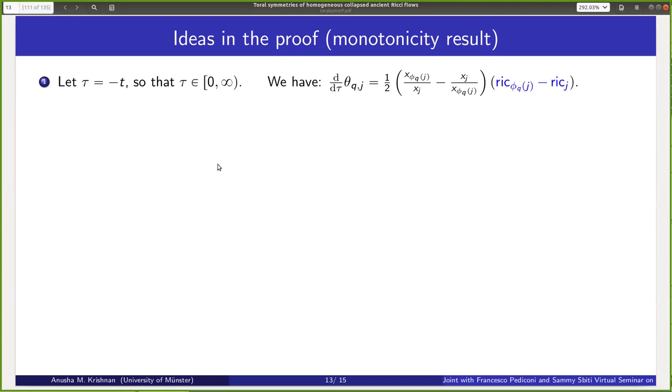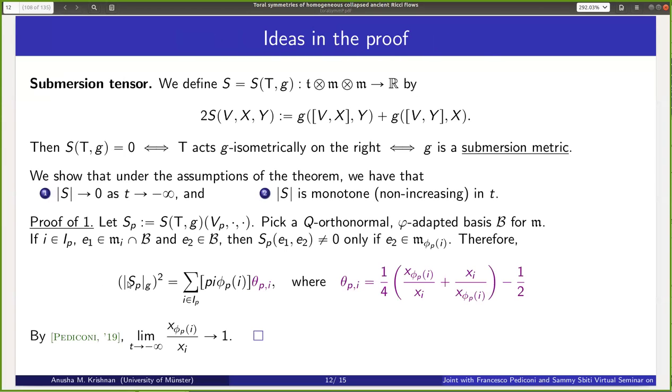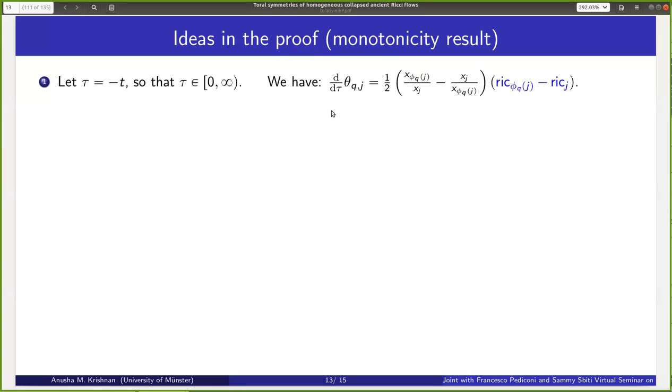And we are trying to study the monotonicity of S. So we need to see this expression for the norm of the S tensor. We need to study the monotonicity, or we need to look at the derivative of the theta pi's. Okay, so we have the following expression for the derivative of the theta pi's when the metric is evolving by the Ricci flow. So you see the Ricci eigenvalues come in here.